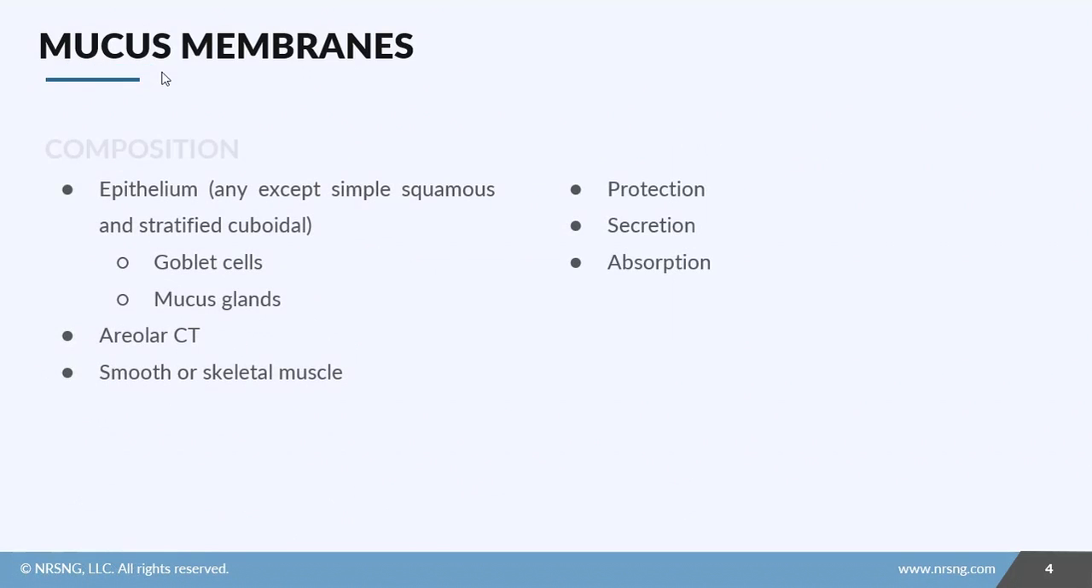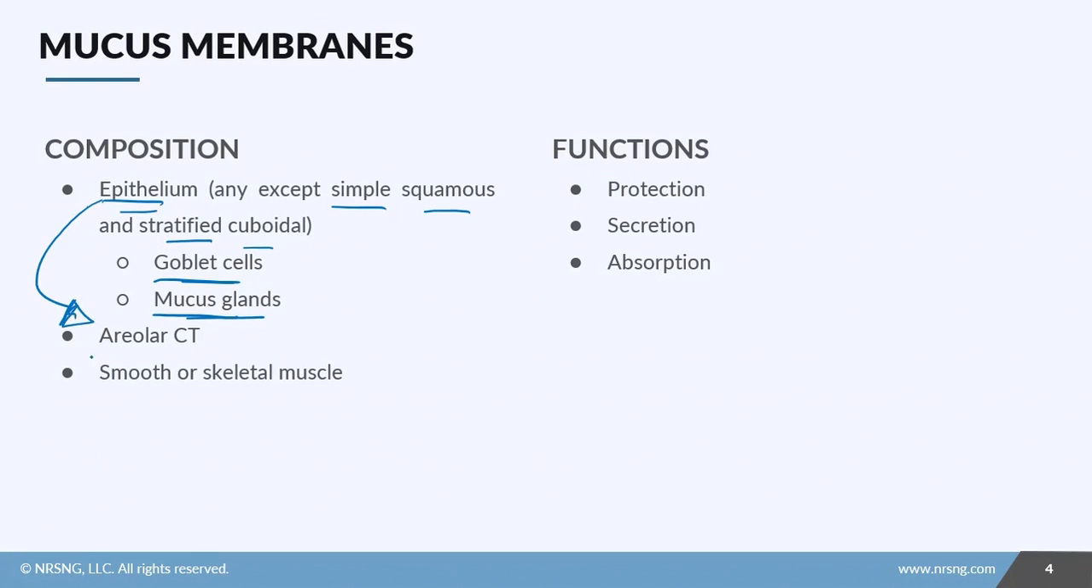So what are mucous membranes made of and what do they do? Mucous membranes are composed of really any type of epithelial tissue except simple squamous or stratified cuboidal. Now, if you need a refresher on this, make sure you check out the types of epithelial tissues lesson. In terms of the mucus secreting part of this membrane, it could either be with goblet cells, which are unicellular mucus glands, or it could be with actual full mucus glands. And then that epithelial tissue is connected by areolar connective tissue to some sort of smooth or skeletal muscle. Now, mucous membranes serve to protect, secrete mucus, and have a role in absorption, especially in the digestive tract.